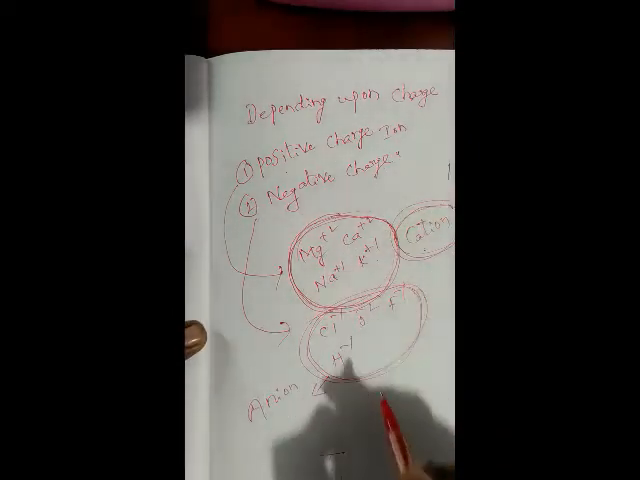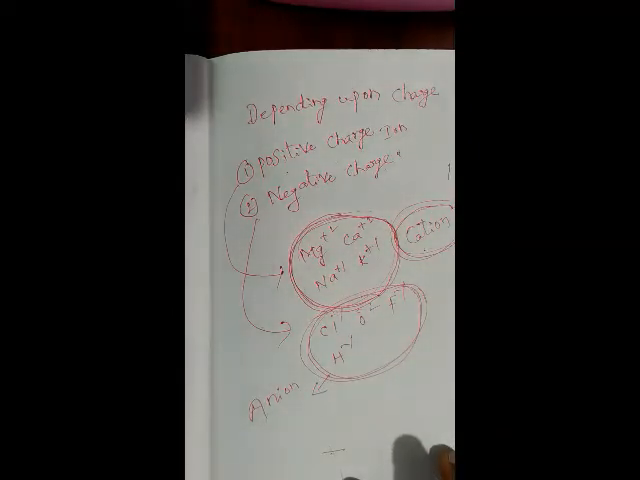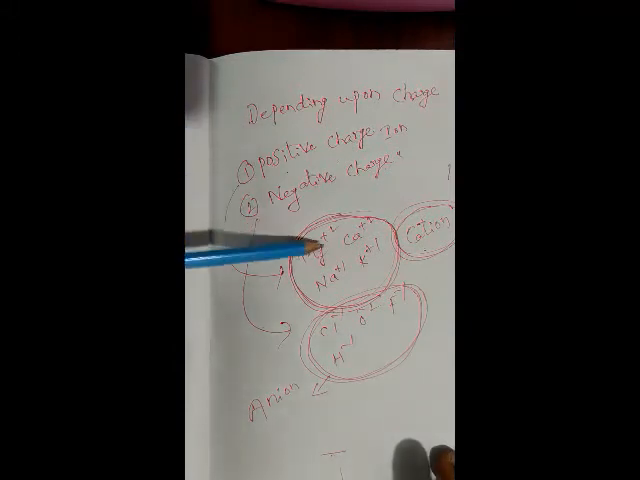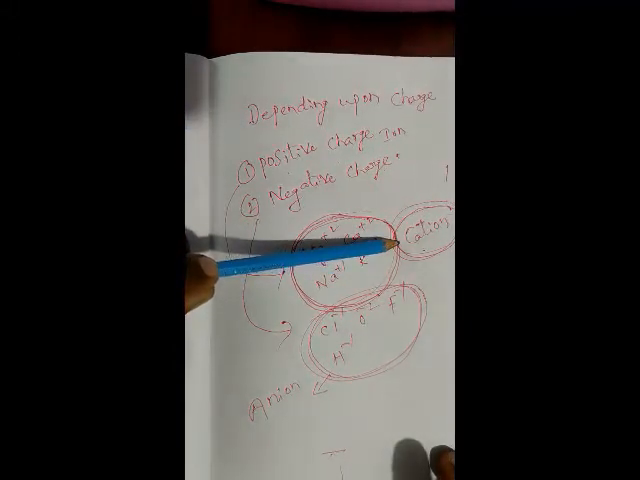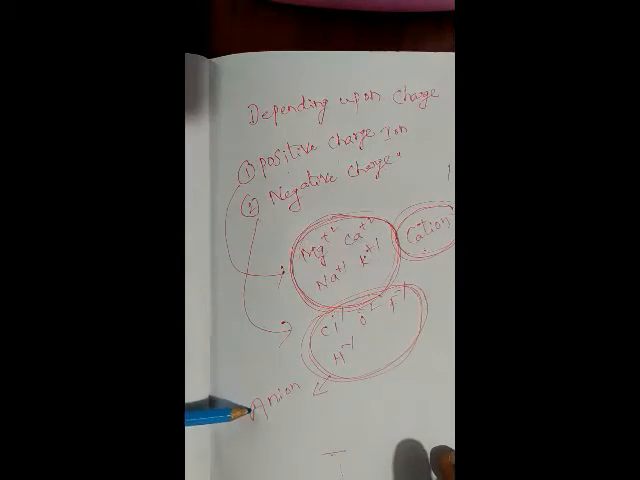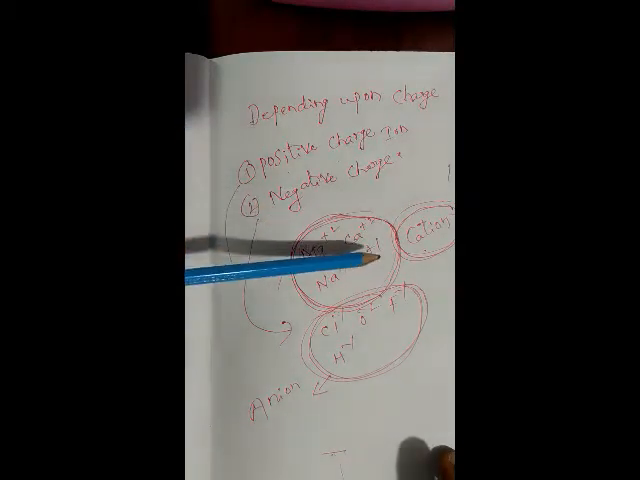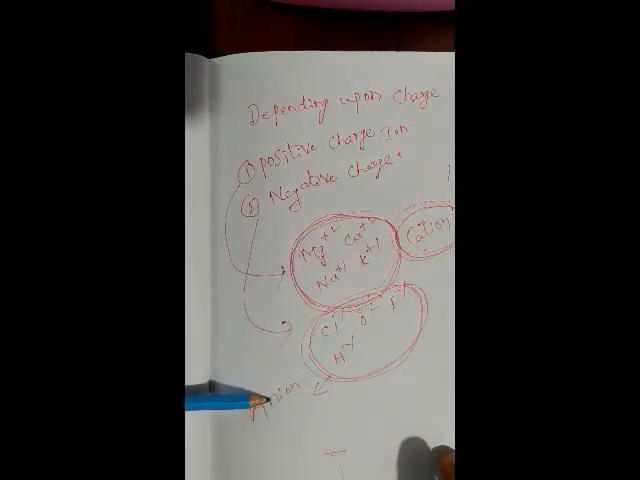So we can say that depending upon the charge, the radicals are two types: one is cation radical, the second is anion radical. Depending upon the charge, the ions are two types: one is cation and the second one is anion. Okay, next, see here.